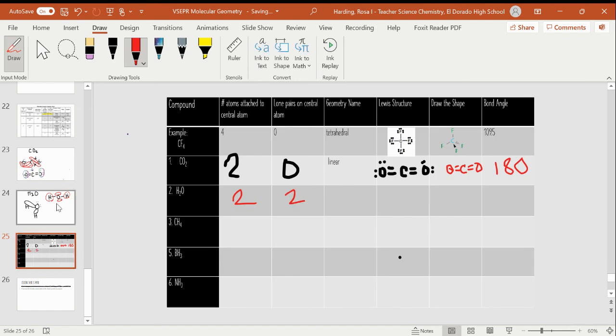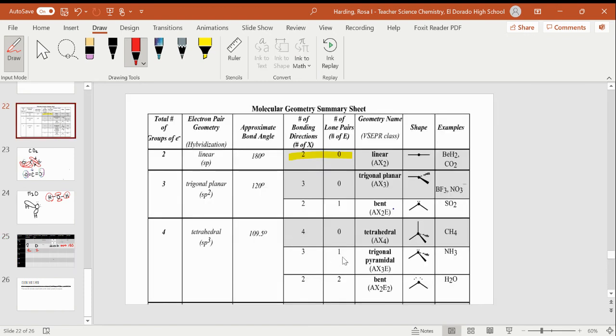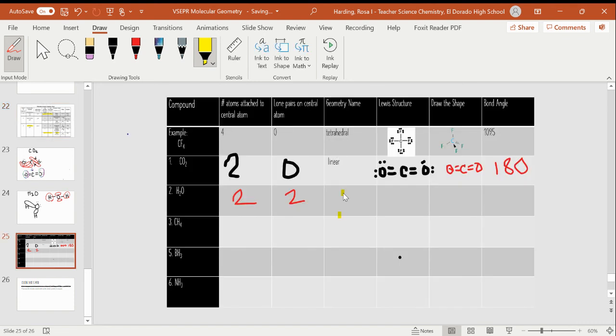What is the geometry name? Well, let's take a look at our chart. So if we have 2 and 2, which is right there, it says that it's tetrahedral and it's bent. Okay, so tetrahedral and bent. So that's what you're going to put down over here. And I'm going to type it out. Tetrahedral. And we'll indicate that it is bent.